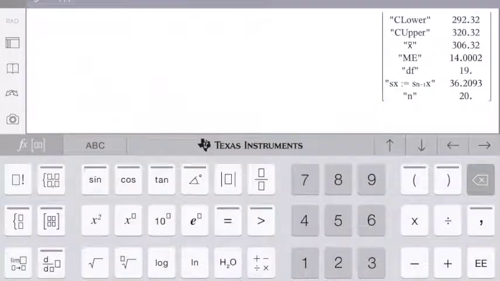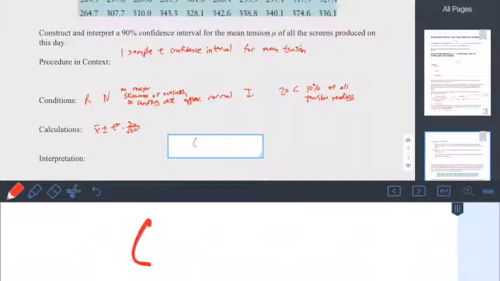And there we go. 292.32 and 320.32. There's the degrees of freedom, 19. There's our x bar and s of x too. We should write down all of this stuff. Okay, again, I'm saving time. I'm telling you what to do. Write down all of these things for the AP Stats test. If it's important enough for your calculator to say it, it's important enough for the graders of the AP test to know it as well.